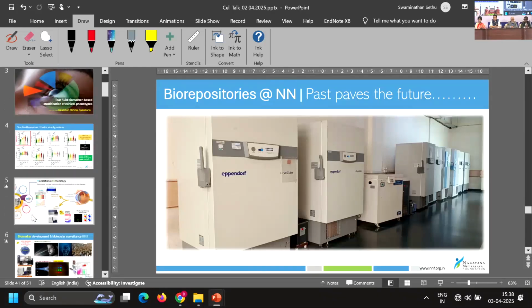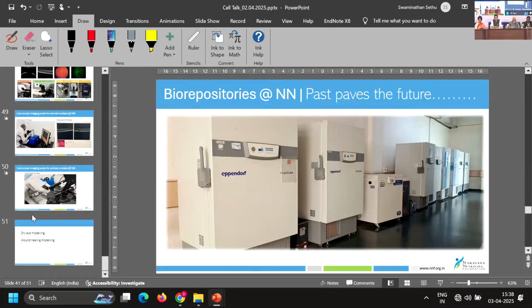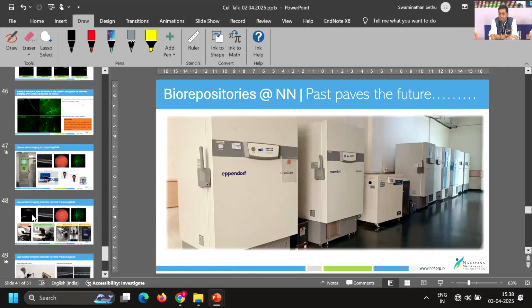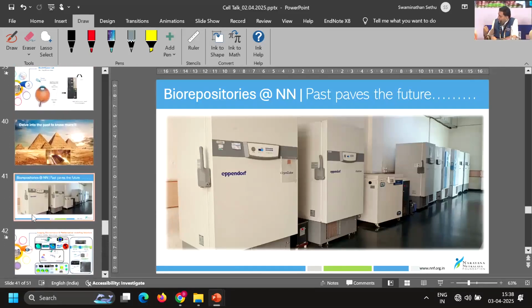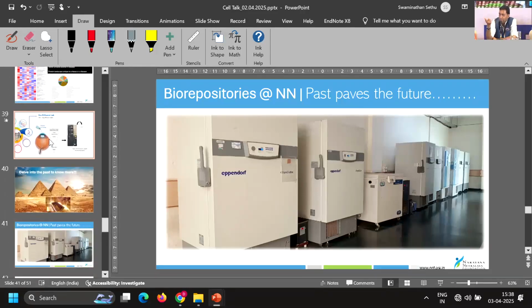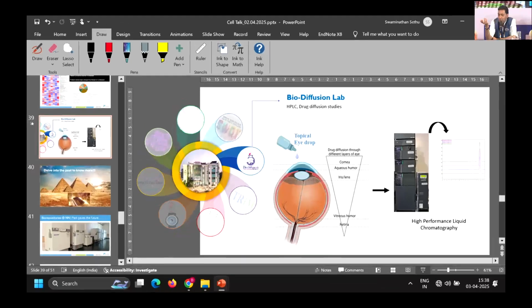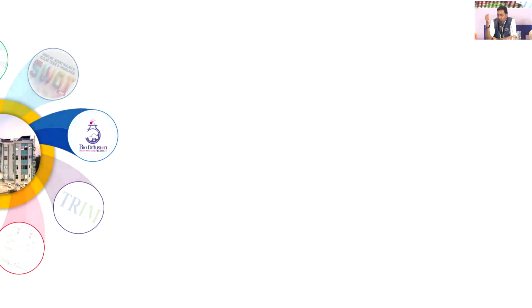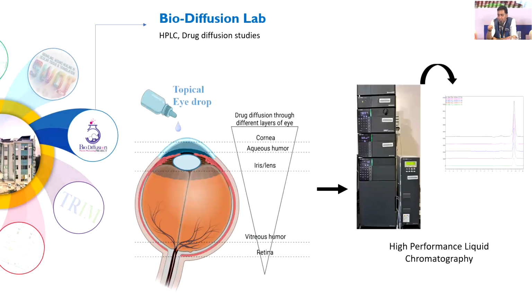And there is a team also working on biodiffusion. Biodiffusion is an area of interest where, if you give that LFA1 antagonist, which Tirumale said, as an eye drop, we need to know how much of that eye drop actually reaches the retina. And that is the whole work of biodiffusion.